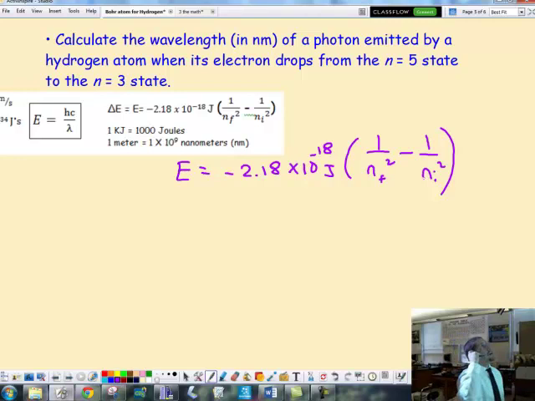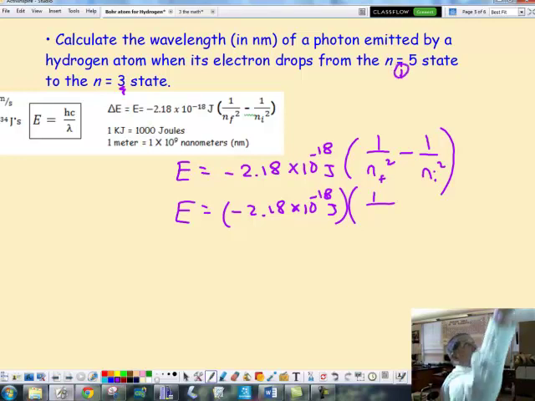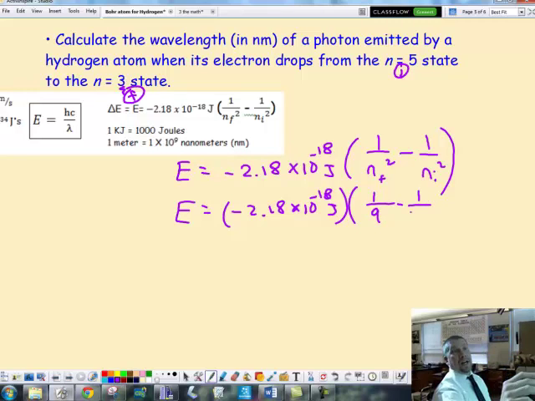All right, so look at my example here. Calculate the wavelength of a photon emitted by a hydrogen atom when its electron drops from 5 to 3. So it's going from 5, so that's the initial, to n equals 3, the final. All we do is plug it in. It's a very simple calculation. Negative 2.18 times 10 to the minus 18 joules, the Rydberg constant, times 1 over the final. So it went from 5 initially to 3 finally, so 1 over 3 squared minus 1 over 5 squared.